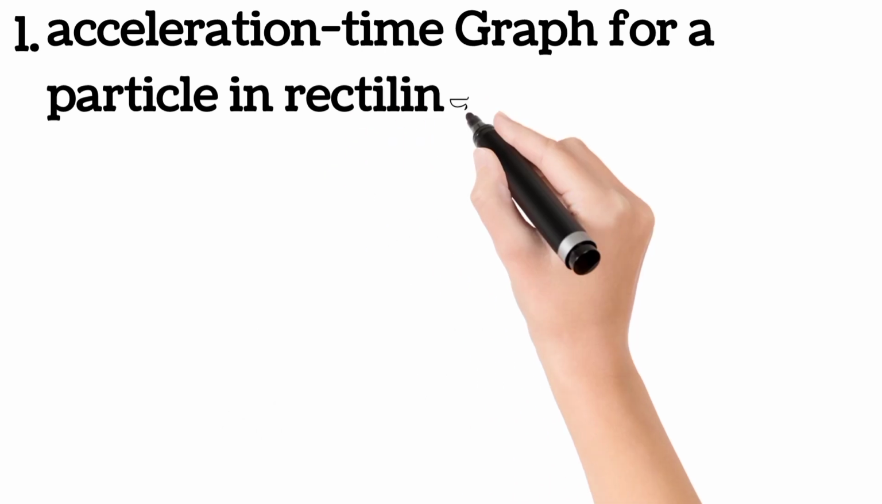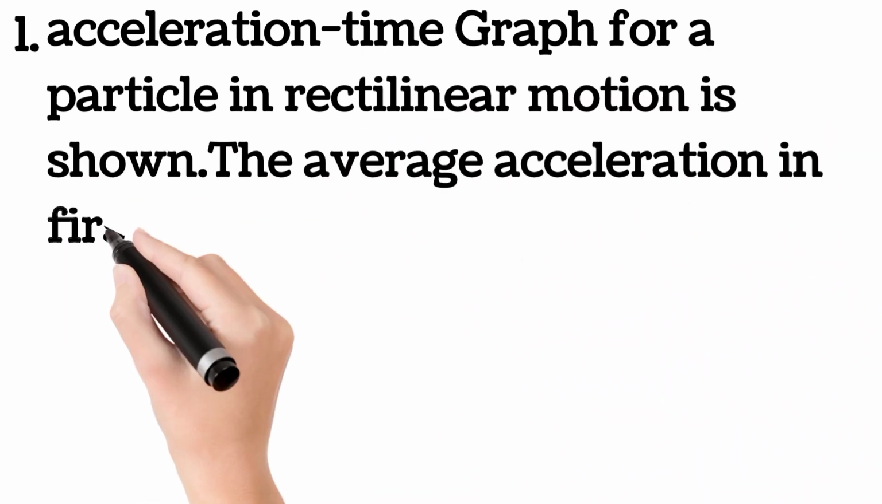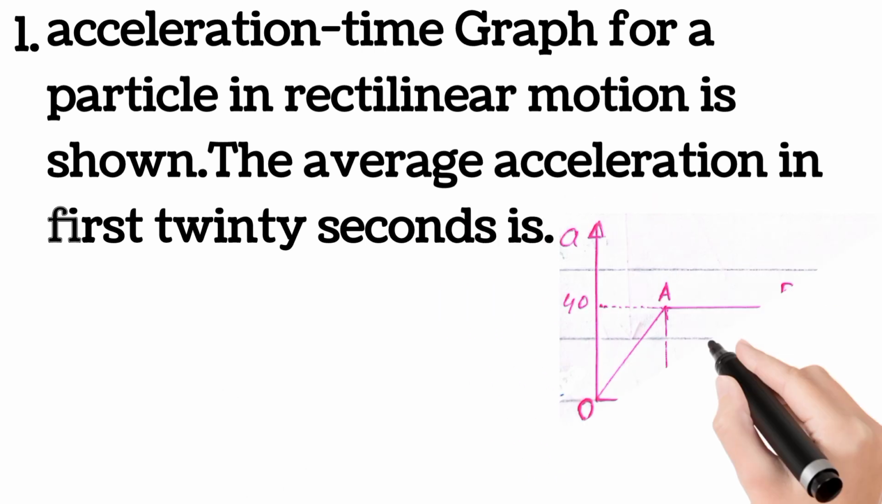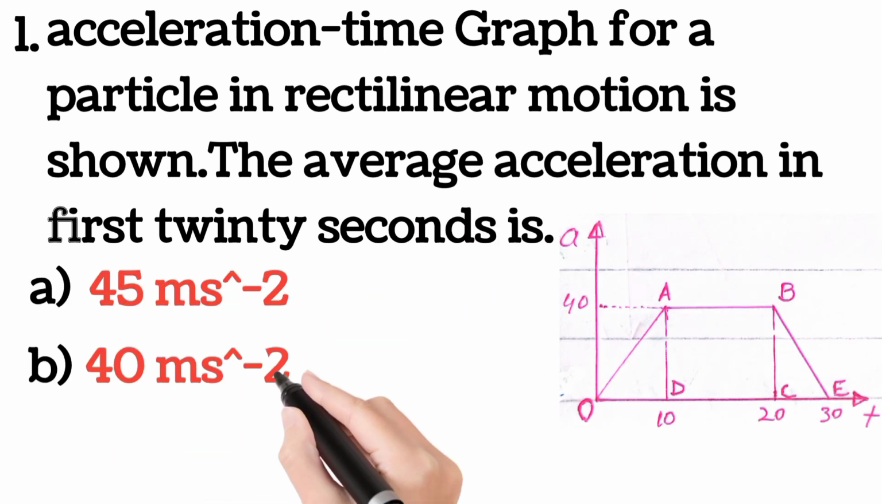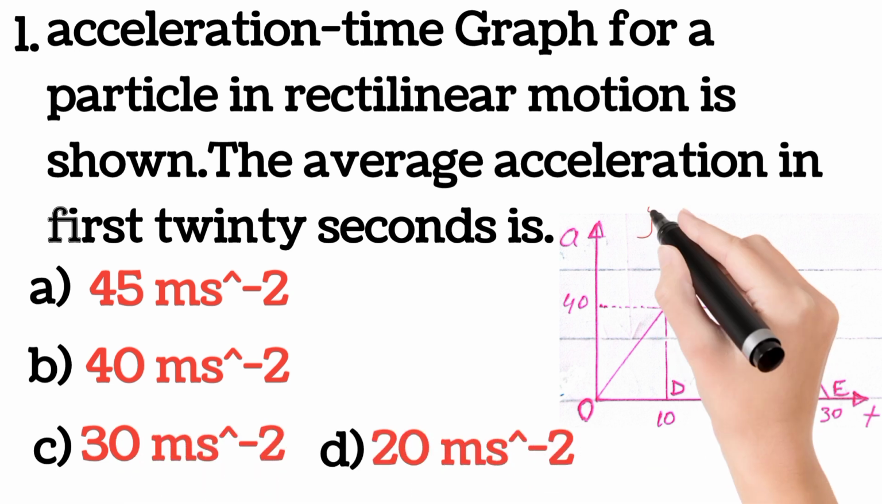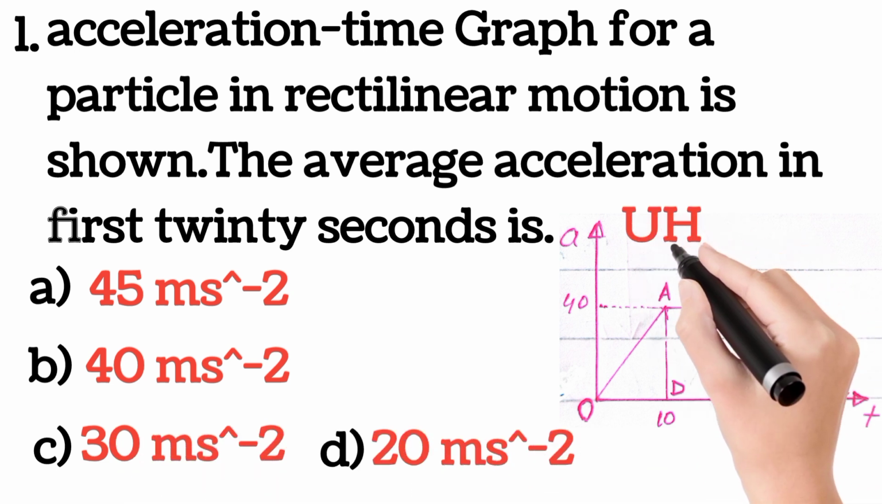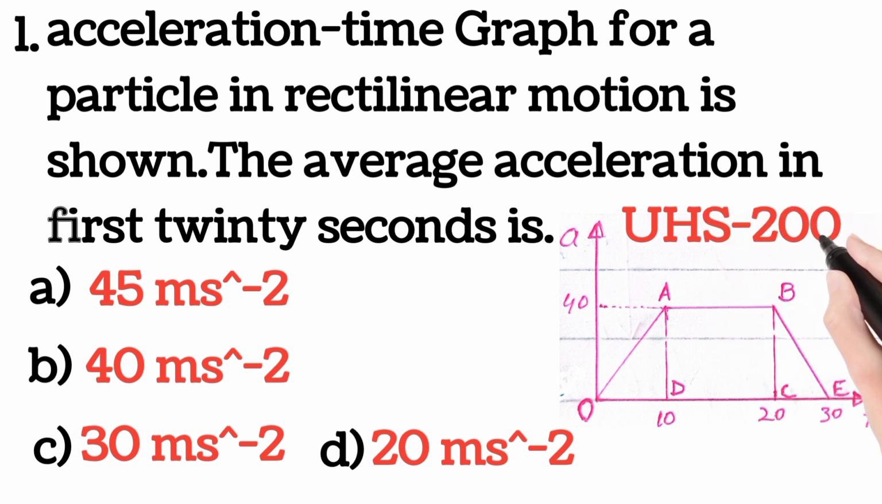Acceleration time graph for a particle in rectilinear motion is shown. The average acceleration in the first 20 seconds is: A option is 45 meter per second square, B option is 40 meter per second square, C option is 30 meter per second square, D option is 20 meter per second square. The MCQ was asked in UHS 2008.